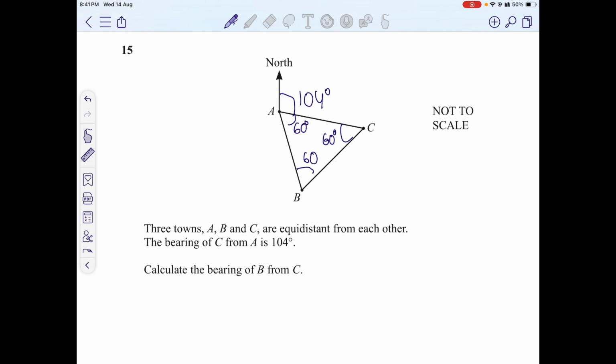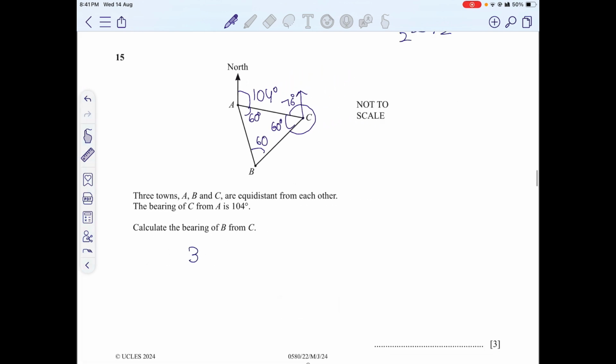Now, if this is 104, if I use the property of co-interior angles, so this would be 180 minus 104. This gives me 76 degrees. And the bearing of B from C would just be this whole angle. So I can simply say 360 to show my working. First of all, 180 minus 104, which is 76. Then 360 minus 60 plus 76. What does that give me? 360 minus 60 plus 76. That gives me 224. So I would put my answer as 224 degrees.